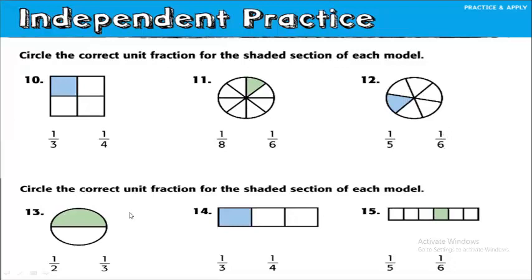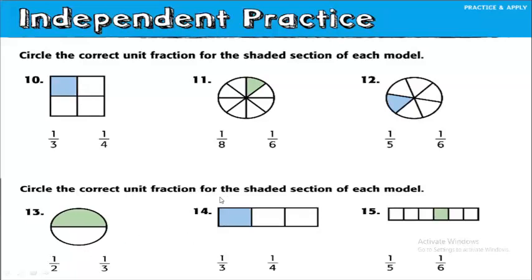Here, circle the correct unit fraction for the shaded section of each model. Here, how many equal parts? We have 2 equal parts. So our fraction will be 1 over 2 and this is a unit fraction. Why is this a unit fraction? Because the numerator is 1.